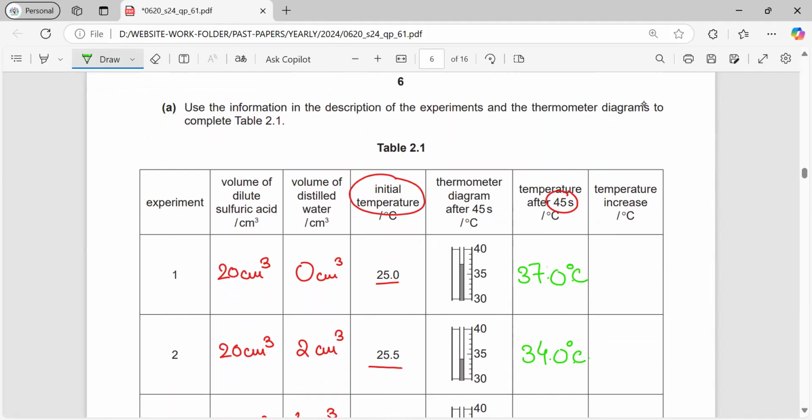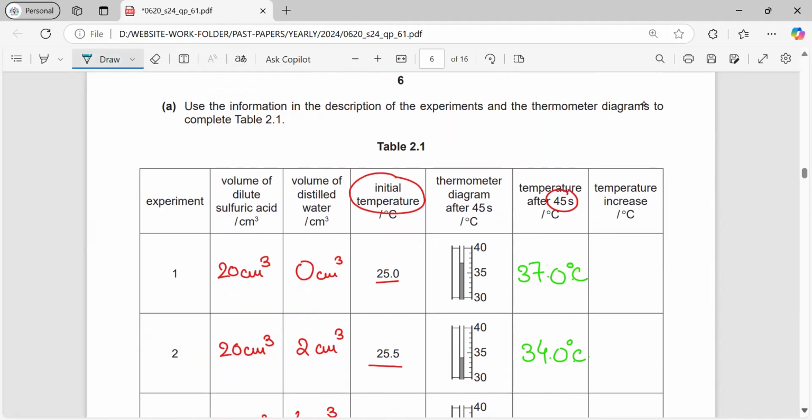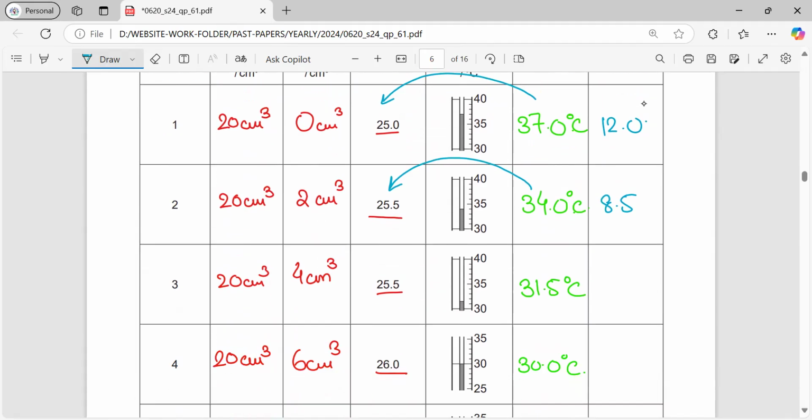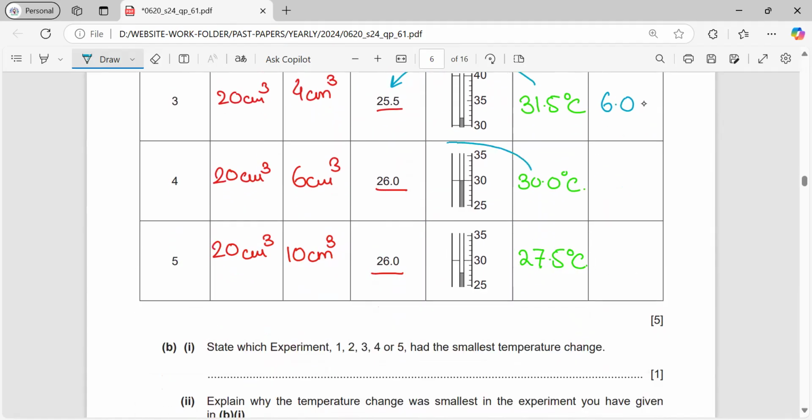Now we have to see the difference between them. Temperature increase will be final minus initial. So 37 minus 25, it's 12.0. 34 minus 25.5, it will be 8.5. 31.5 minus 25.5, it is 6.0. 30 degrees Celsius minus 26 degrees Celsius, it will be 4. The difference is 4. And 27.5 minus 26, it will be 1.5.